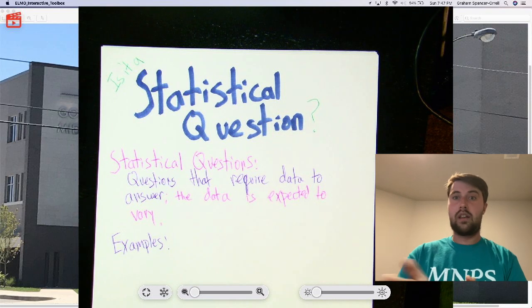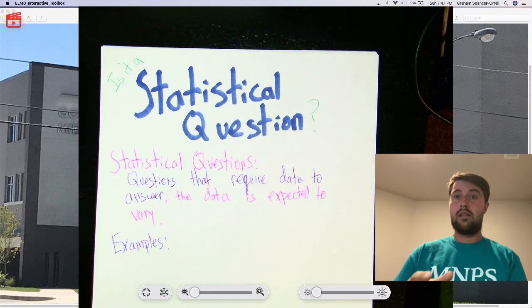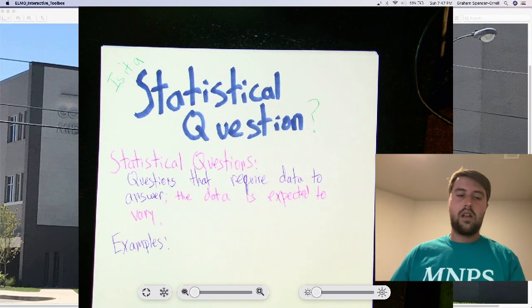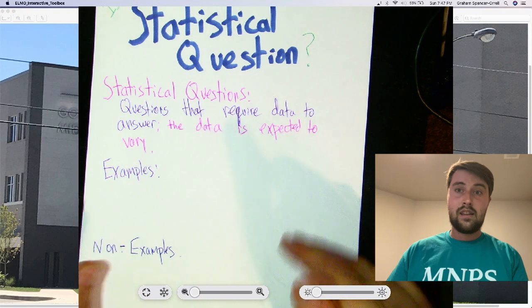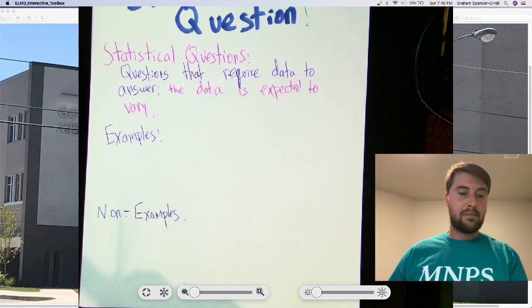Another type of statistical question would be, how old are you? Or how long is your drive to school? Because we all live in different places, you'll get very different answers. Now, if you ask them, how long was Mr. Spencer's drive to school, everyone would have the same answer, so it would not be statistical. That's it.